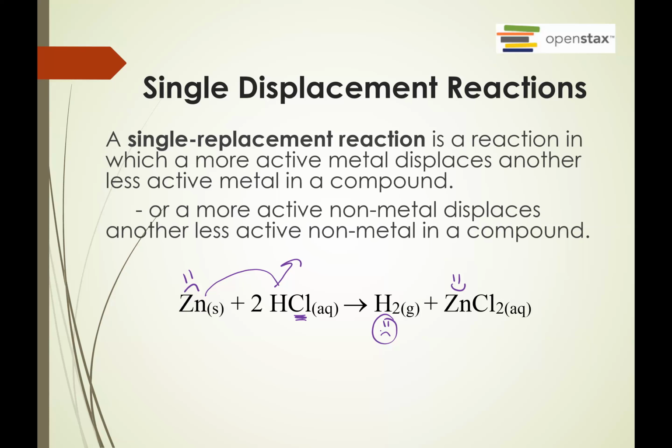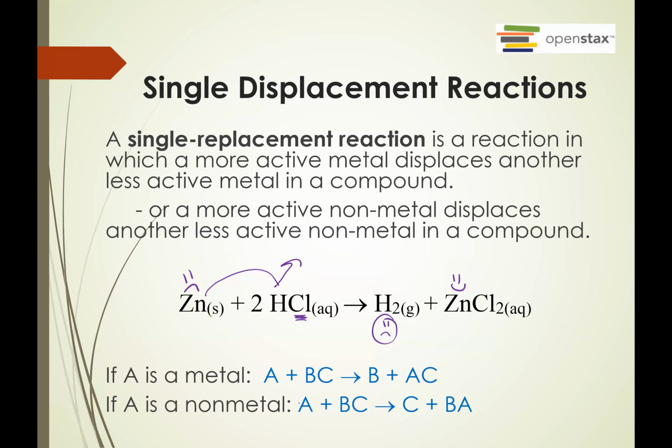Now, who kicks out who? Positives can only kick out positives. Negatives can only kick out negatives, right? So if you look at this, zinc is a metal, so it's going to be a cation. Hydrogen's charge is always +1, so a positive kicks out a positive, negatives kick out negatives. We're going to continue on as we do that.